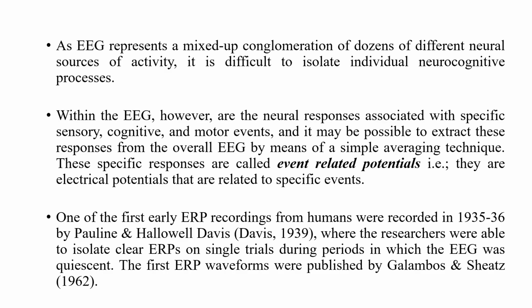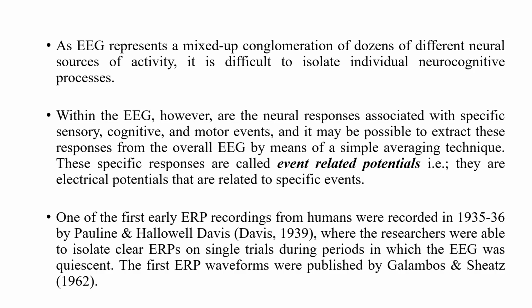Within the EEG, for example, there are neural responses associated with specific sensory, cognitive, and motor events, and it may be possible to extract these responses from the overall EEG by means of a simple averaging technique. These specific responses that you can isolate, which are contingent to specific actions or specific events, are referred to as event related potentials.